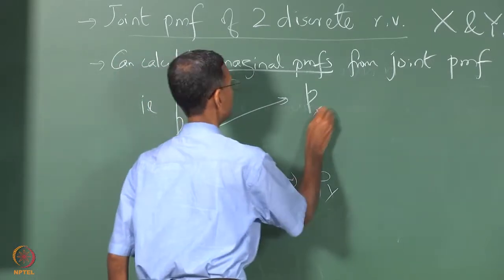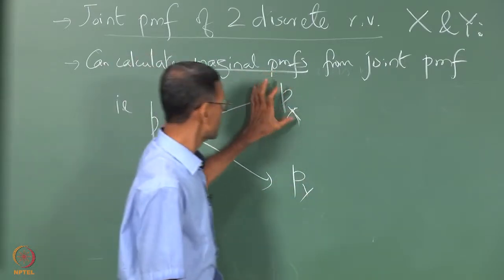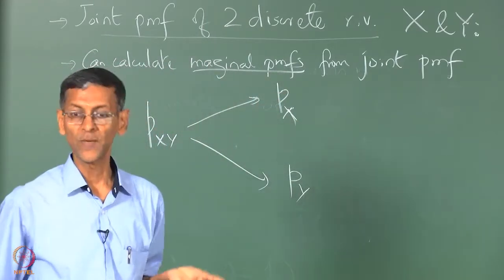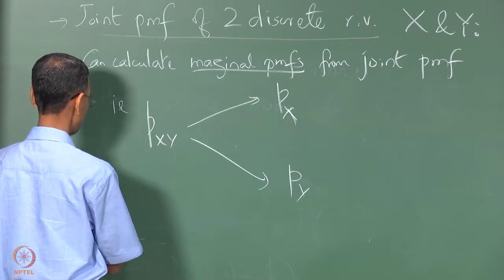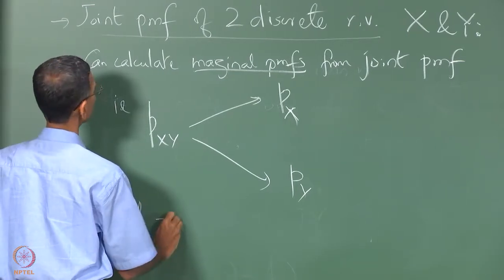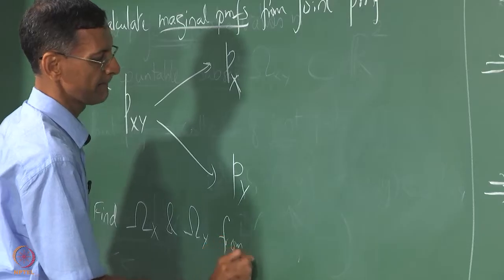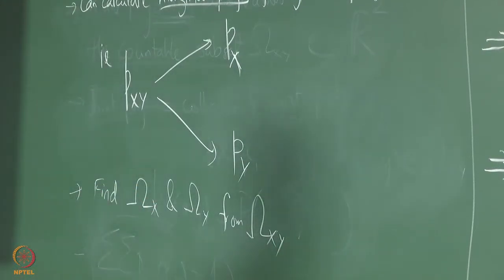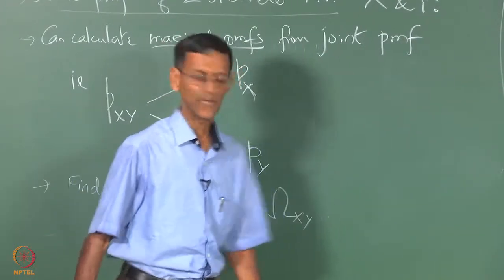So what is this px of x? Before that, to do this, the first step is to identify clearly omega x and omega y. So the step is to find omega x and omega y from omega xy. There is no magic formula for this. You have to look at the structure of omega xy and determine all the values that x can take. So from this it should be clear what this is and what this is.